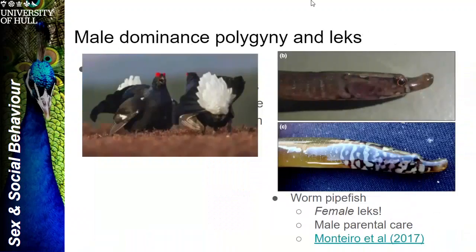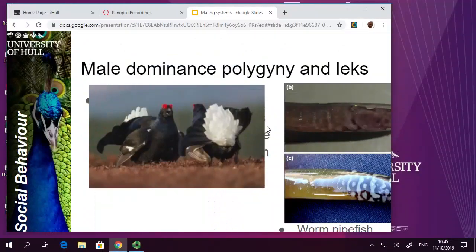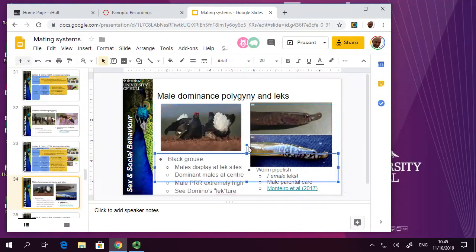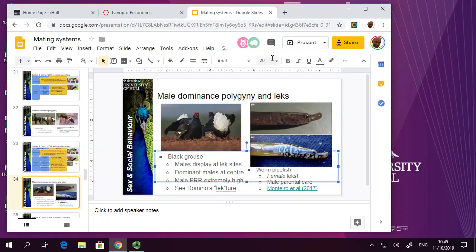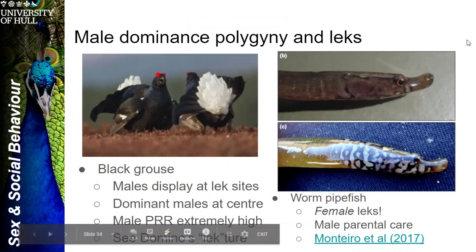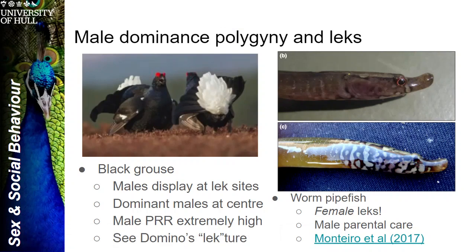A really good example here is the capercaillie, or black grouse, where males display at the lekking sites, and the dominant male goes to the very centre, and the females visit, and the females overwhelmingly choose the winning male. Therefore the winning male stands to gain a massive number of matings, and anyone who's even slightly less than that winning male gets nothing. So the variance in male success becomes very, very high.